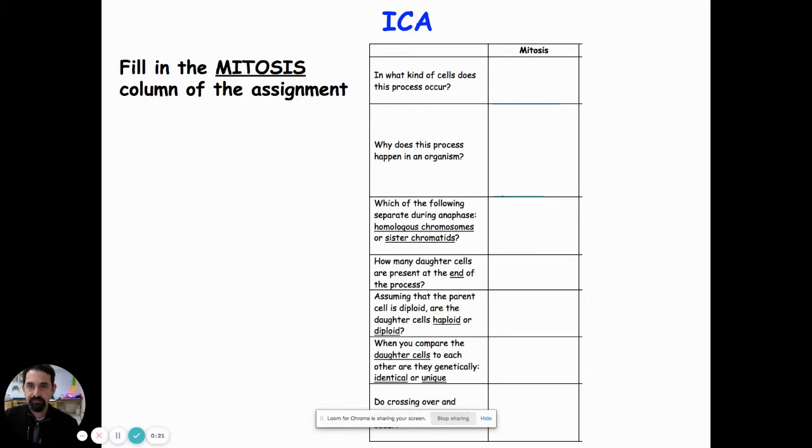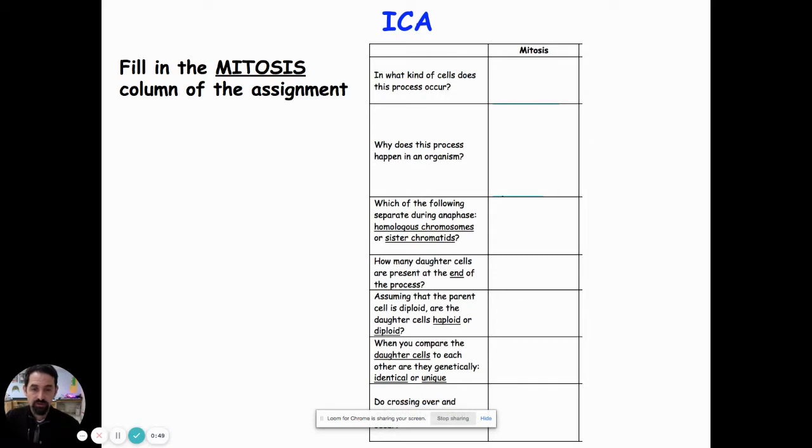So for one, in what kind of cells does this process occur? Well, for mitosis, that's all normal body cells. Why does that happen? Well, to make more cells for growth or repair. Which of the following separate during anaphase? You separate out your what? Your homologous chromosomes.